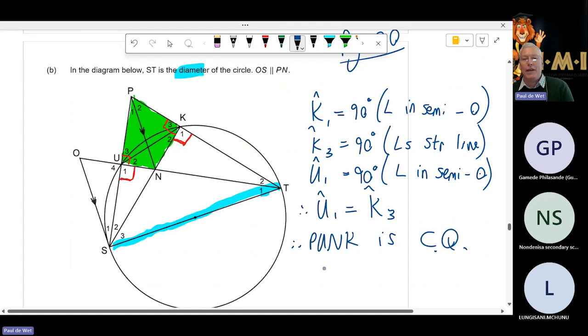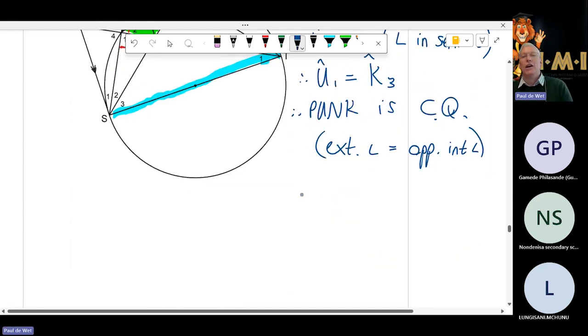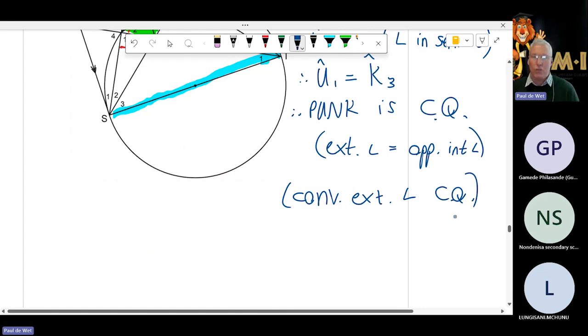All right, and now, guys, just listen carefully to the reasons here. We can either say exterior angle equals opposite interior angle, or we can say converse exterior angle of cyclic quad. Do not mention a cyclic quad without using the word converse. Okay, all right.